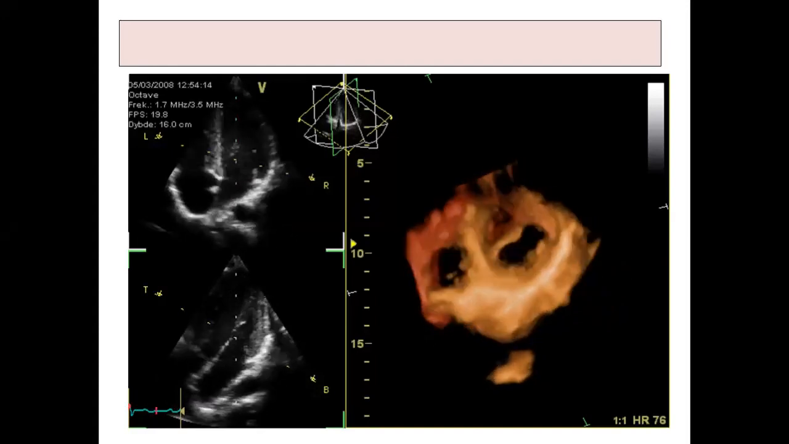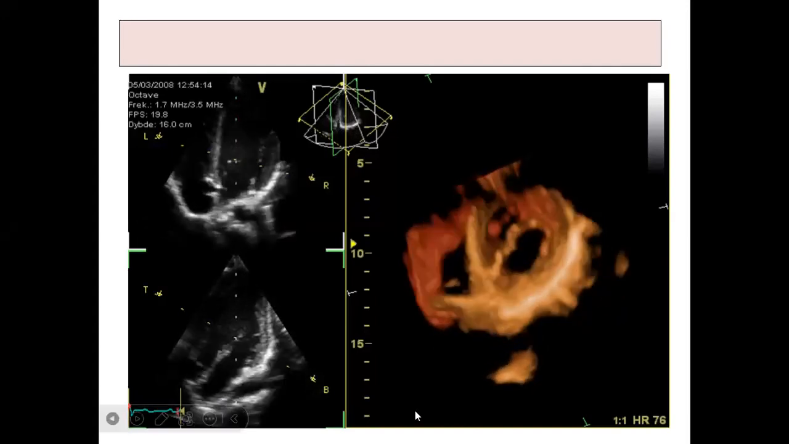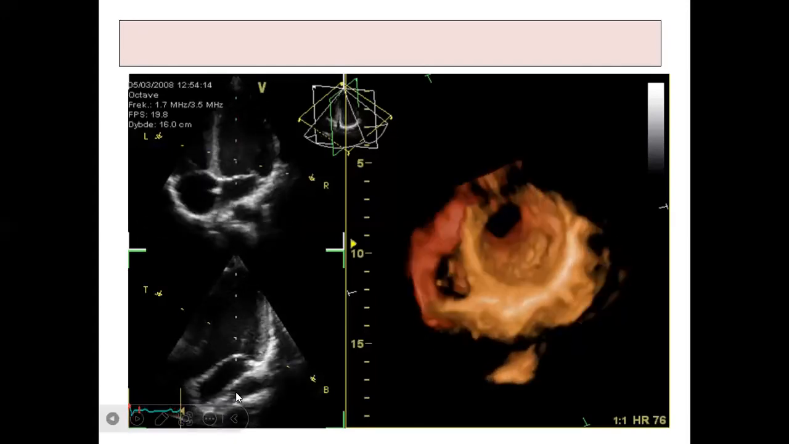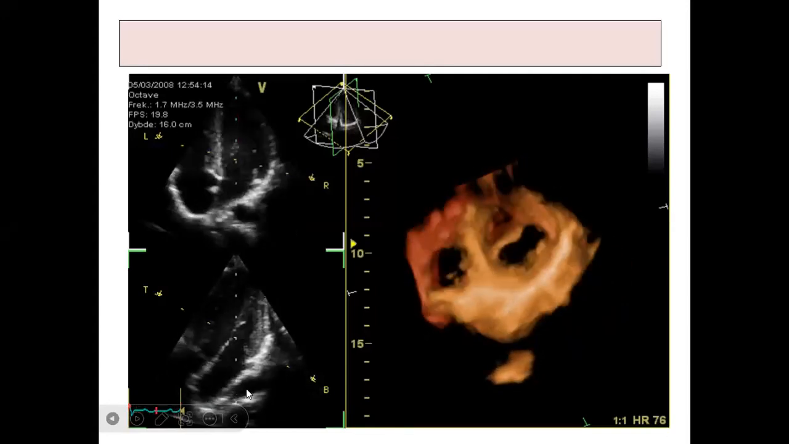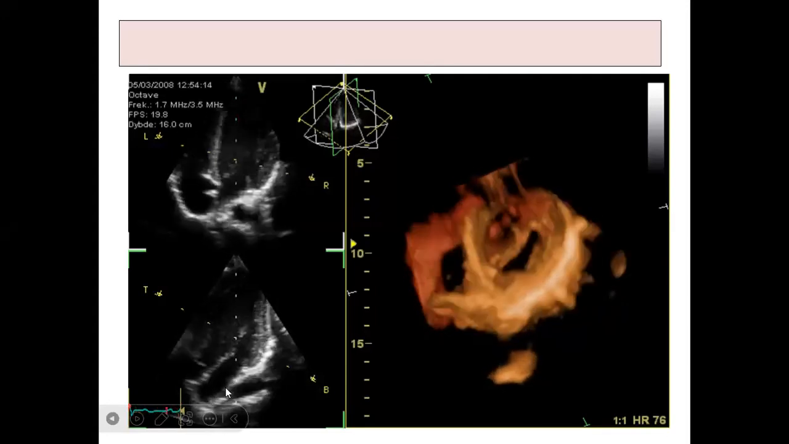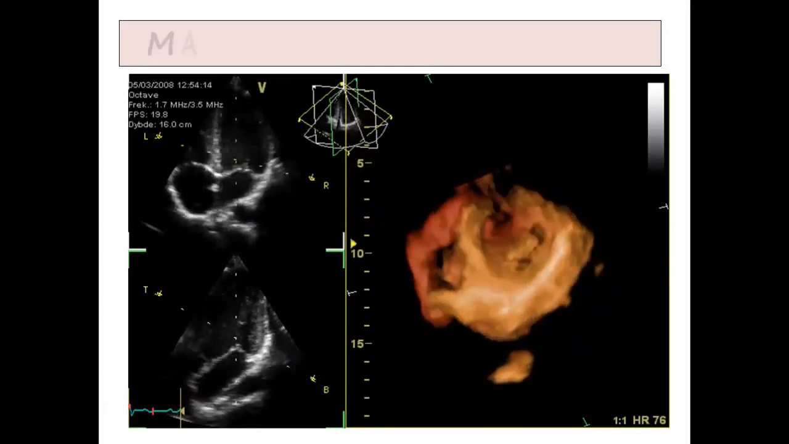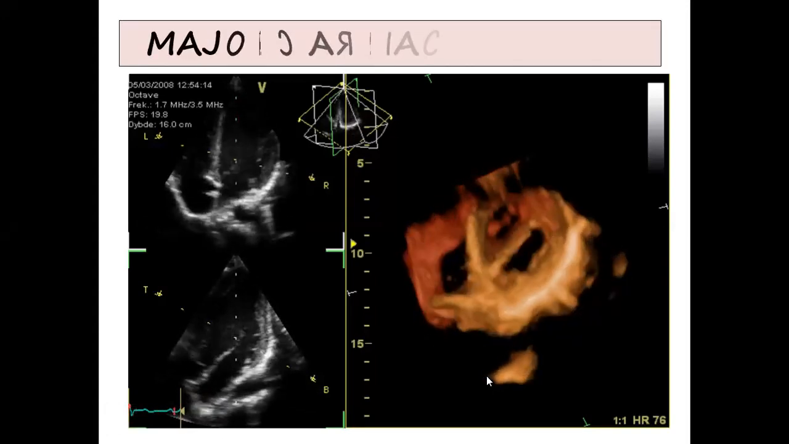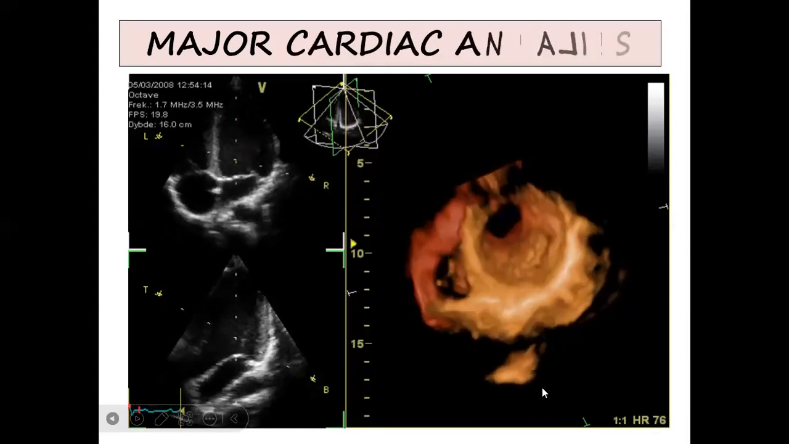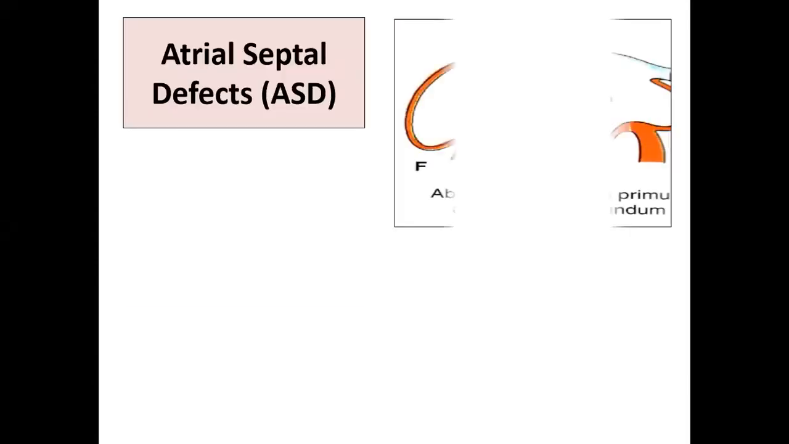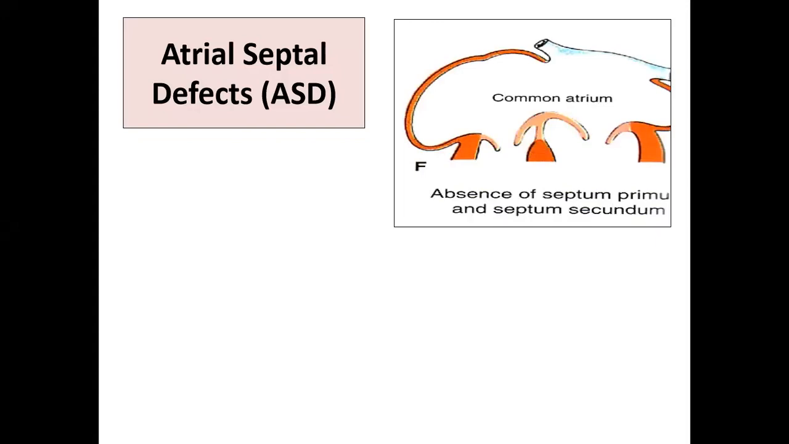You can see that defect at this piece, there. You can see the septal defect, which is a common absence of septum primum and septum secundum.